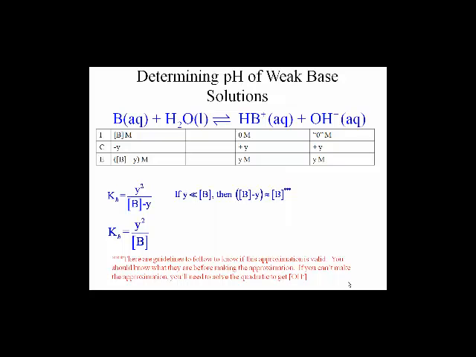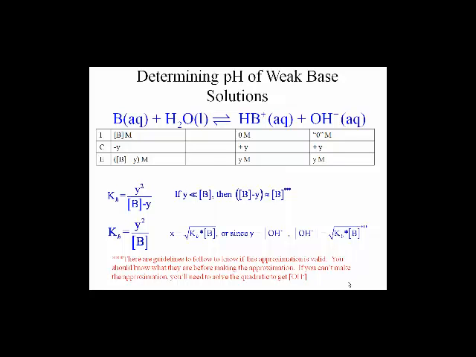So if we make that approximation, and again, you need to be careful to follow the guidelines given to you by your instructor in doing that, we get this expression, and again we can solve for Y simply by taking the square root of the Kb value times the initial concentration of the conjugate base.